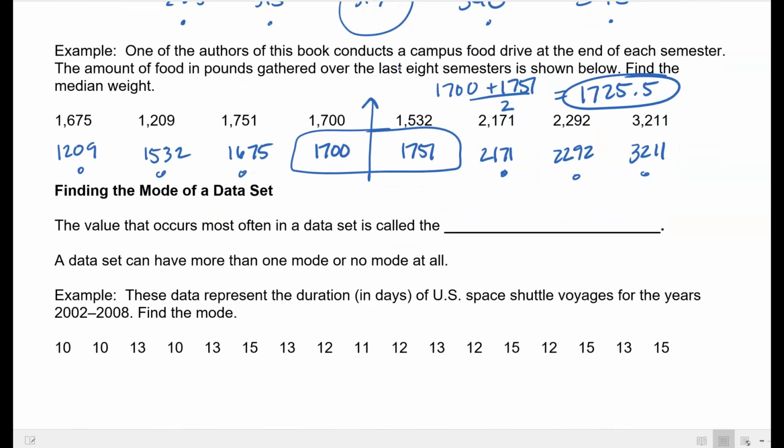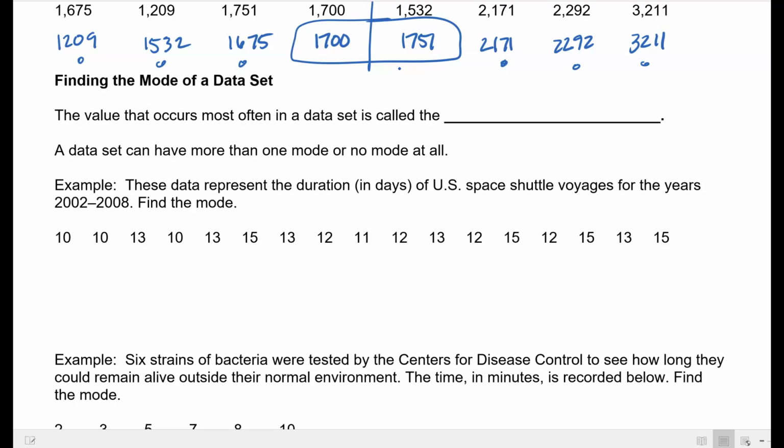Okay, now let's talk about the mode. So the mode is the value that occurs most often. This doesn't necessarily mean that every single repeating value is going to be the mode, because just because a value occurs more than once doesn't make it a mode. It has to occur the most. Sometimes it's possible to have more than one mode. It's possible to have no mode if there aren't any values that repeat.